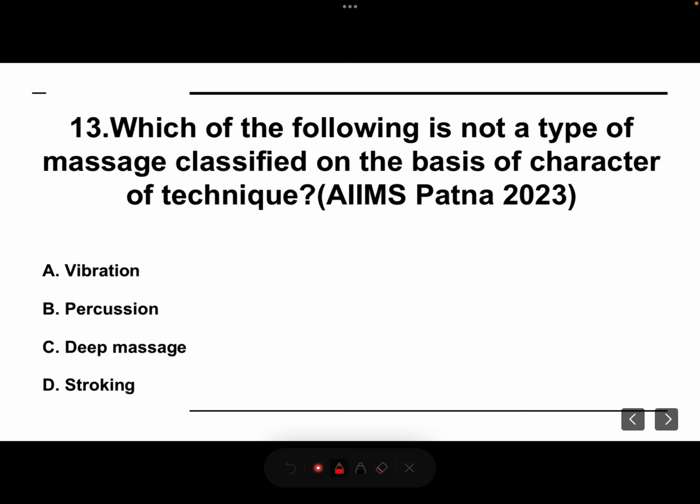Next comes question number 13. Which of the following is not a type of massage classified on the basis of character of technique? Option A, vibration. Option B, percussion. Option C, deep massage. Option D, stroking. Here the answer is deep massage. There is nothing called deep massage. You can say deep friction massage.